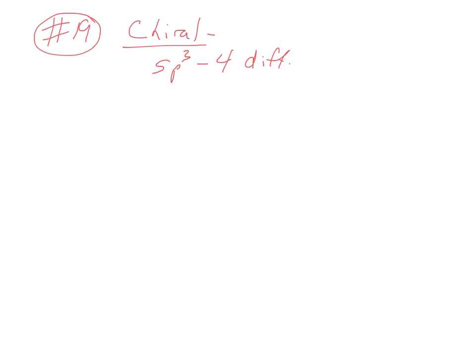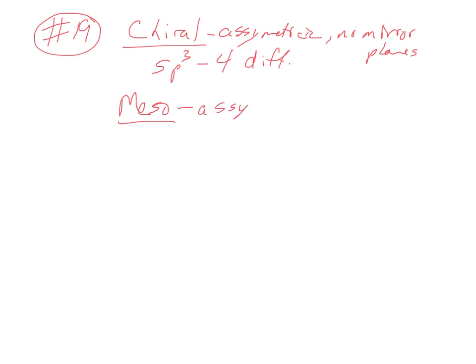The other confusing thing: don't confuse chiral molecules with meso compounds. Chiral molecules have asymmetric centers, no mirror planes. Whereas meso compounds also have asymmetric centers with mirror planes. So let's draw these out.